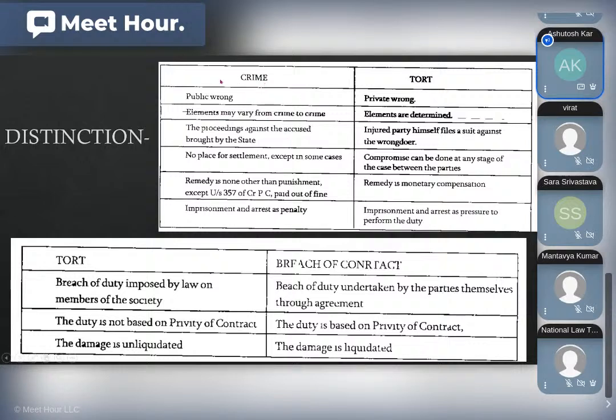तो वो कैसे करता है state? Murder तो किसी एक person का हुआ है, लेकिन the action can be initiated by the state government as well.